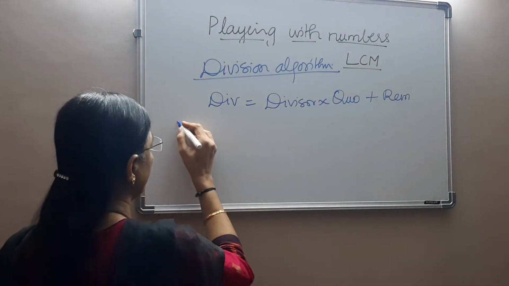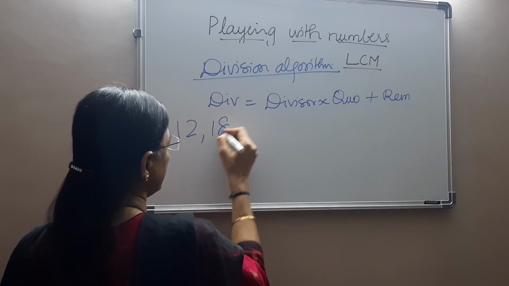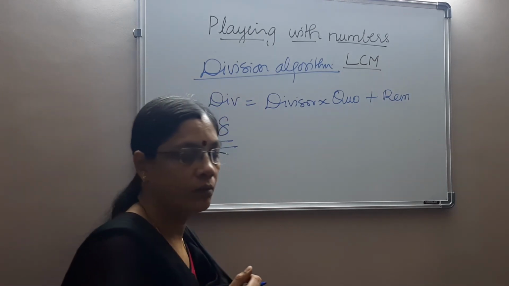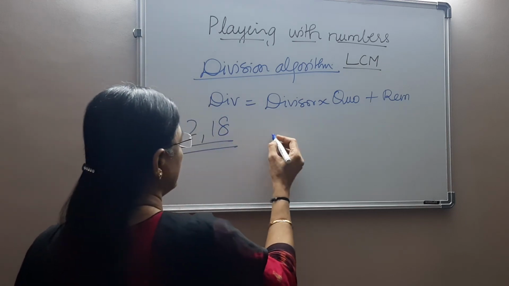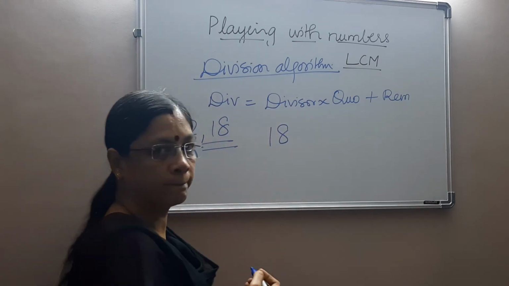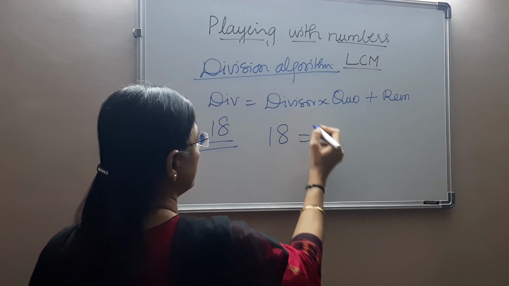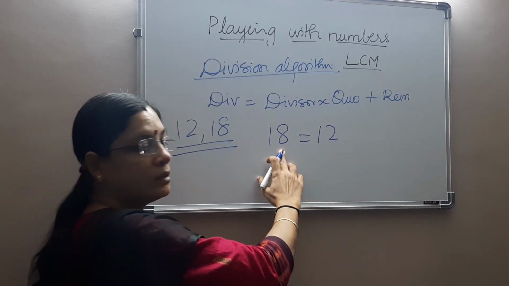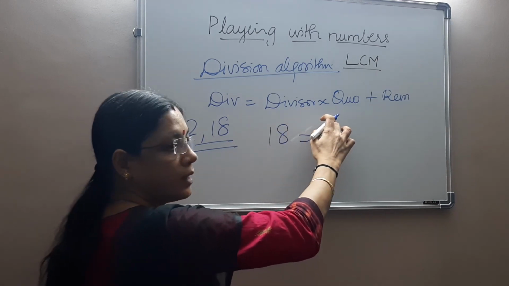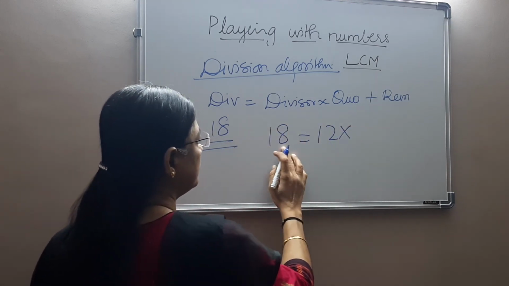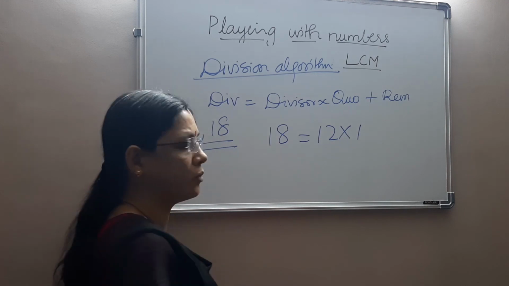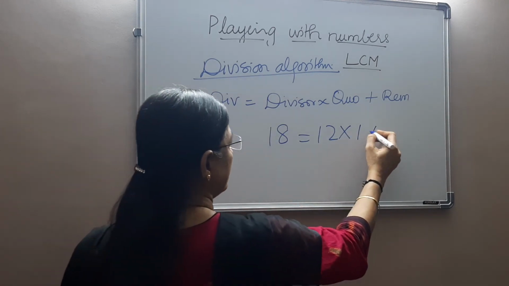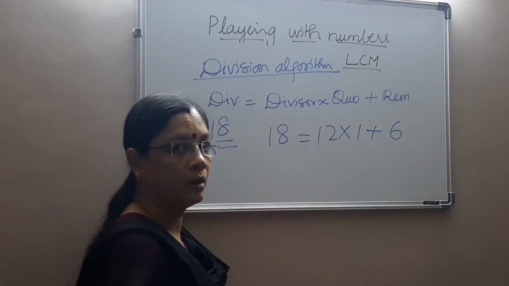Now let me tell you how. See, I take 12 and 18 again. I need to find the HCF. Since you know the HCF is 6, we'll be understanding it more quickly. Now the dividend has to be the bigger number. The smaller number is the divisor here. So dividend 18, divisor is 12. When you divide 18 by 12, you get quotient 1 and the remainder is 6 for me, isn't it?